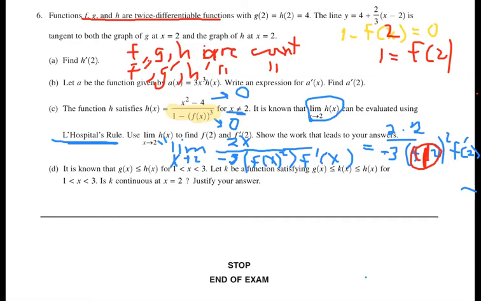So now I want to find f prime of 2. Well, I know f prime of 2 exists because of what I just said there. This tells me that f prime of 2 exists because of them being continuous. I know f prime of 2 has to exist. So then I need to find f prime of 2.